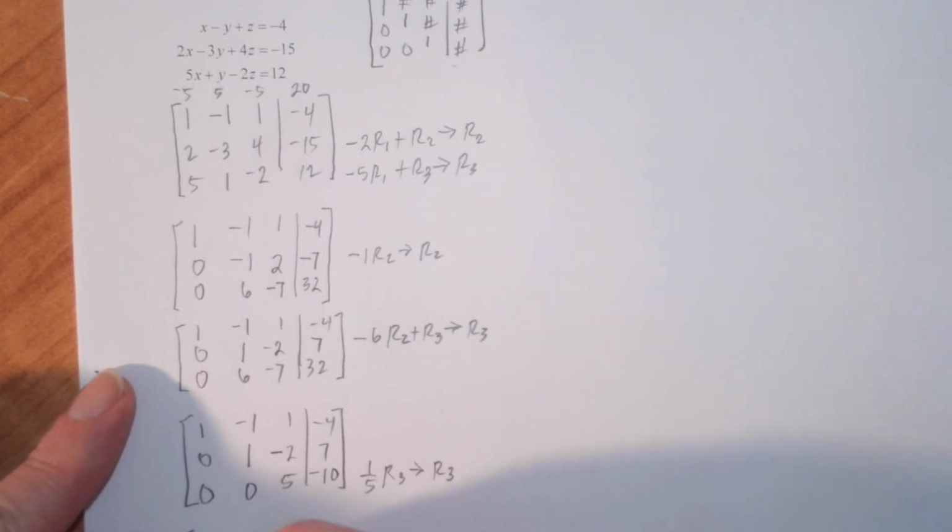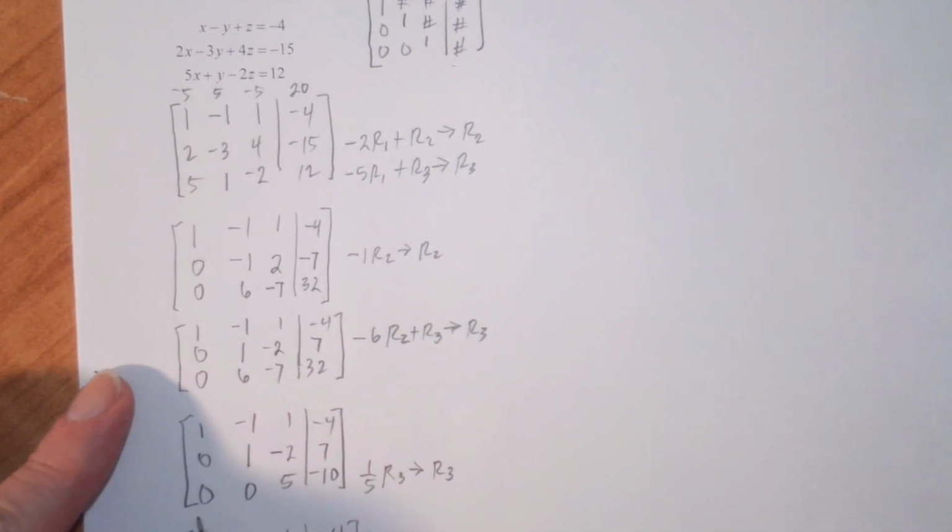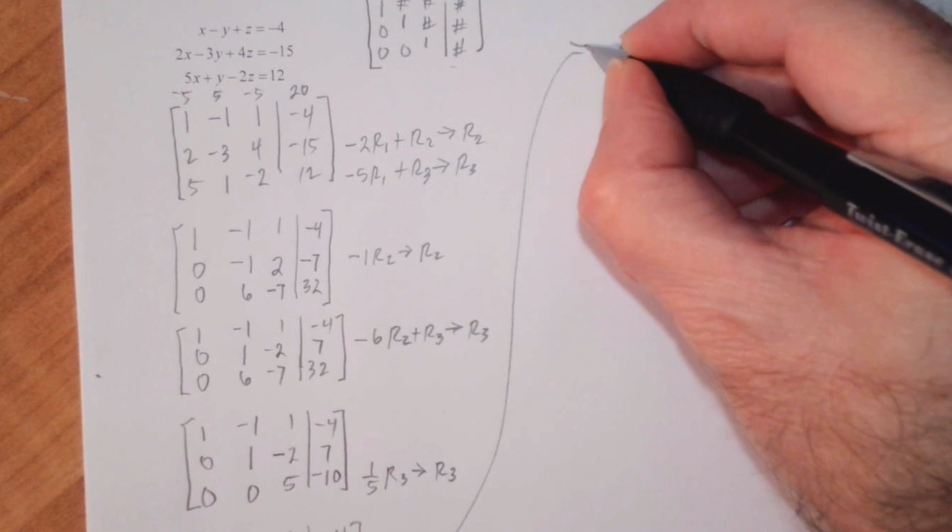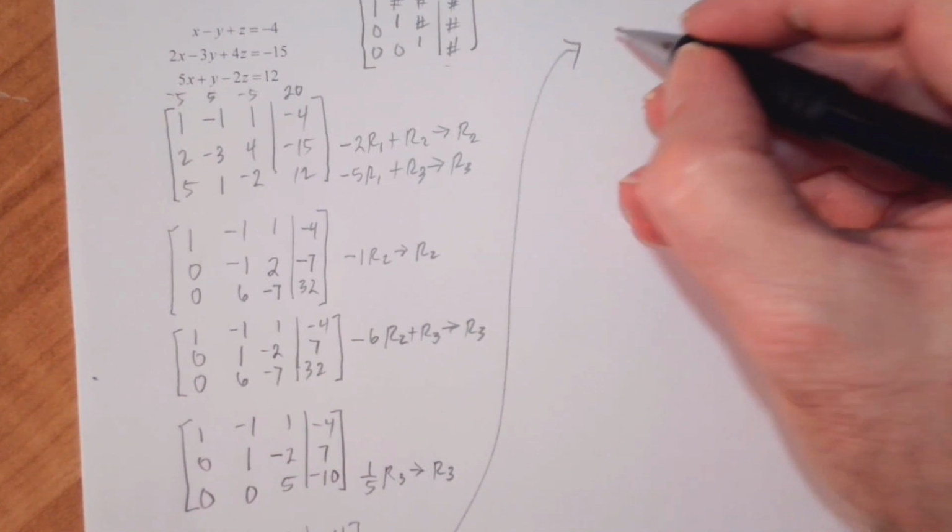So we have 1, -1, 1, -4, 0, 1, -2, 7. And in our last column, again, notice 1/5 times 0 is still 0. Same thing here. 1/5 times 5, or 5 divided by 5, is 1, and -10 divided by 5 is -2. So finally, we can write our system of equations now that we have it in.